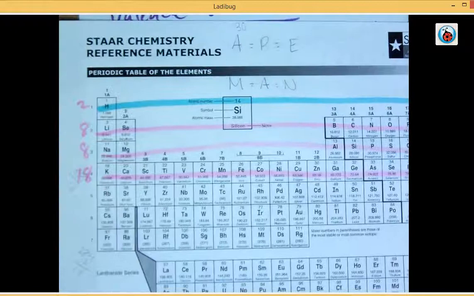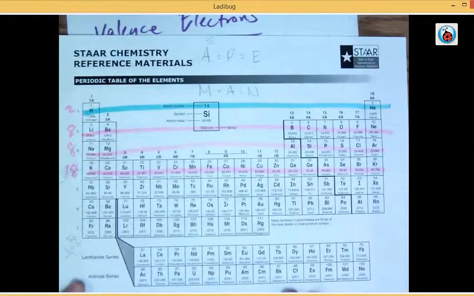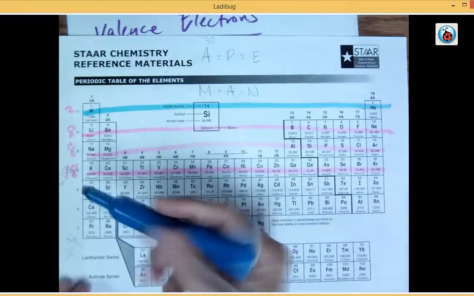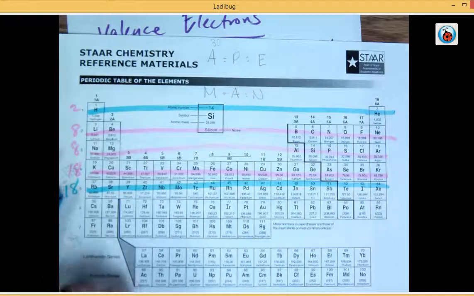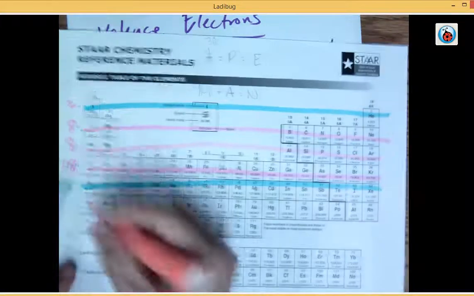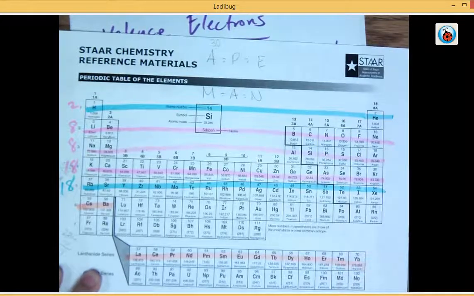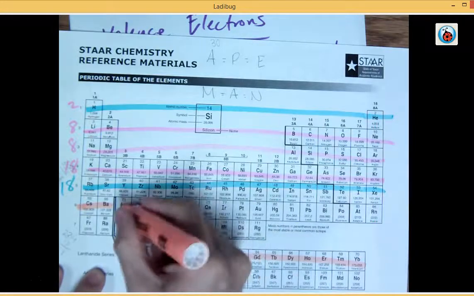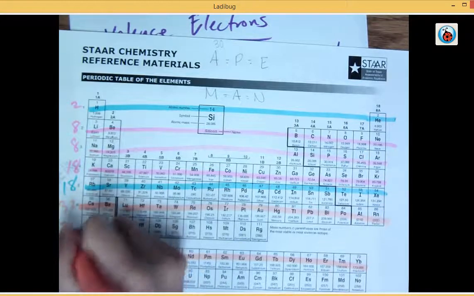Sorry, let me zoom out a little more. Okay, 2, 8, 8, 18, and then the next one here is another 18. That's why I said I don't remember this stuff until I look at the periodic table. And the 6th row, notice this is 2, and then this goes with row 6 as well, down here, the lanthanide series. And then you have that one plus 10 more, that's 32. And row 7 is the same, 32.